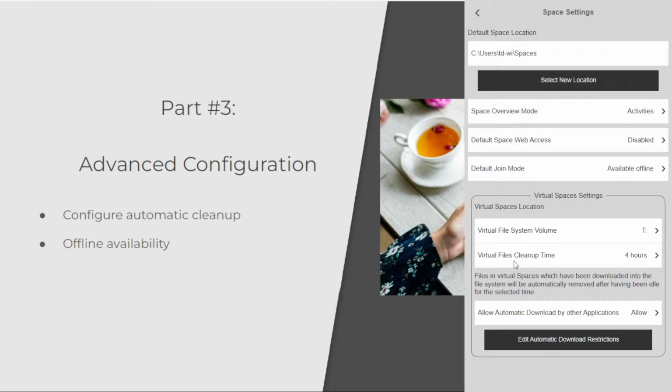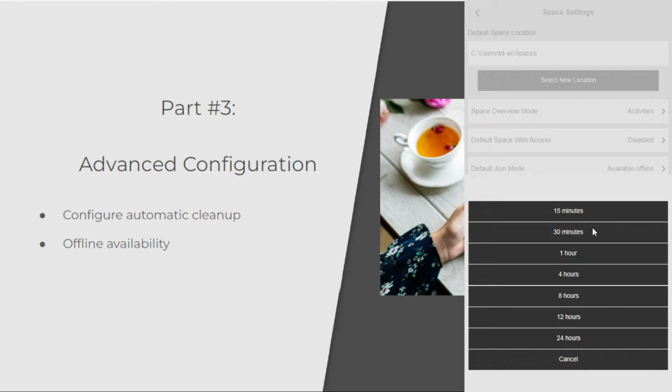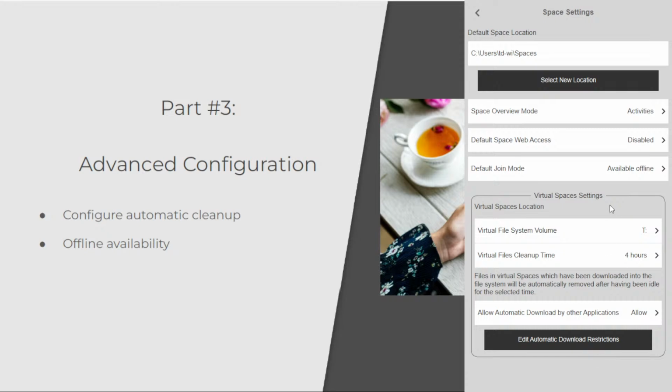So here we have virtual files cleanup time, 4 hours. This is the default setting. So let's see what else we can change it to, 15 minutes, 30 minutes, and so on. Yes, those are the options you have available. And what this means is that 4 hours after the last time you've opened the file, it will be cleaned up. So it will be locally removed, which means the green check mark will go from green to gray. Everything is still on the server, but the files are no longer available in your local file system, and they're no longer taking up space in your local file system.